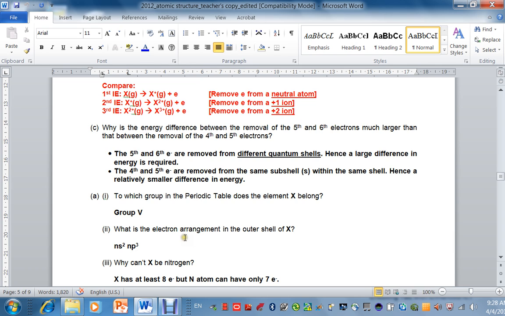Then the electron arrangement in the outer shell will simply be ns2np3, making use of the rules for writing electronic configuration that we have gone through before. Notice that I use n to represent the quantum shell because really I do not know whether the outermost quantum shell is the 2nd, 3rd, 4th or whatever. So I just use n to represent.